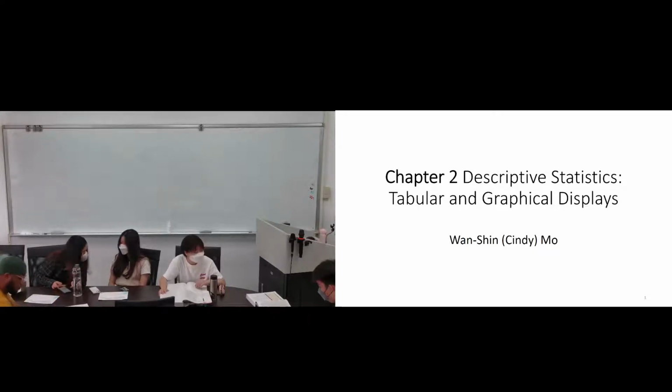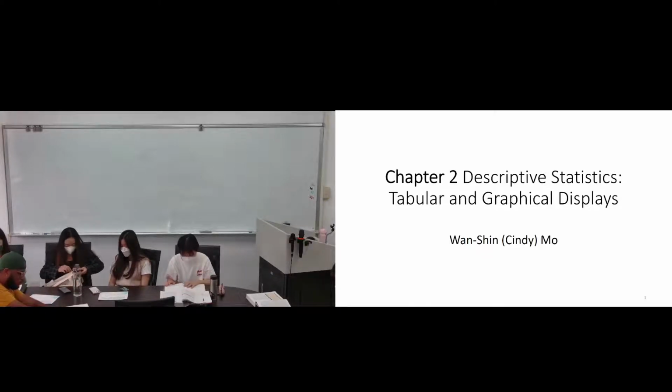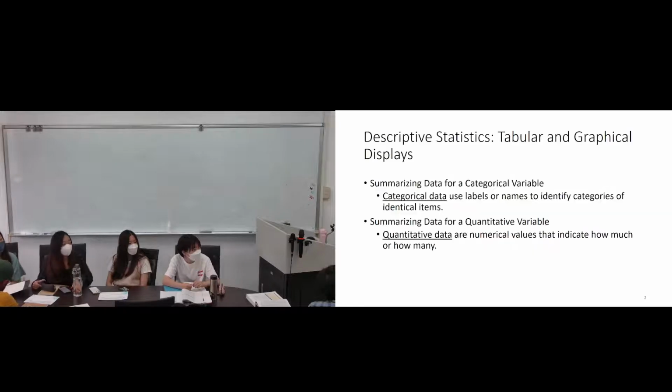Now let's go to chapter 2. Usually after we collect data, we would like to use tables or charts to display the data. There are some forms of tables and charts we use. Some of them are used for categorical data, some for quantitative data. After that, we use the descriptive statistics.